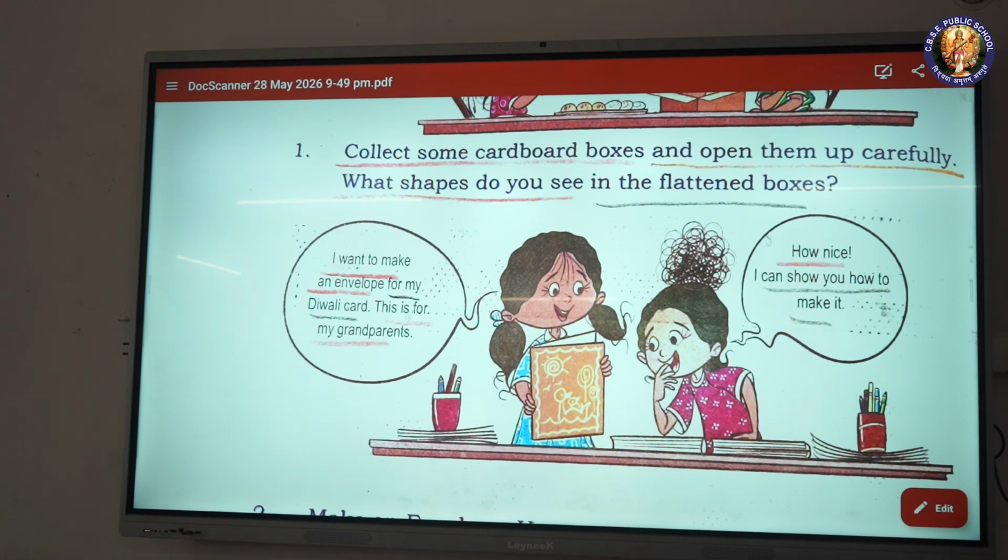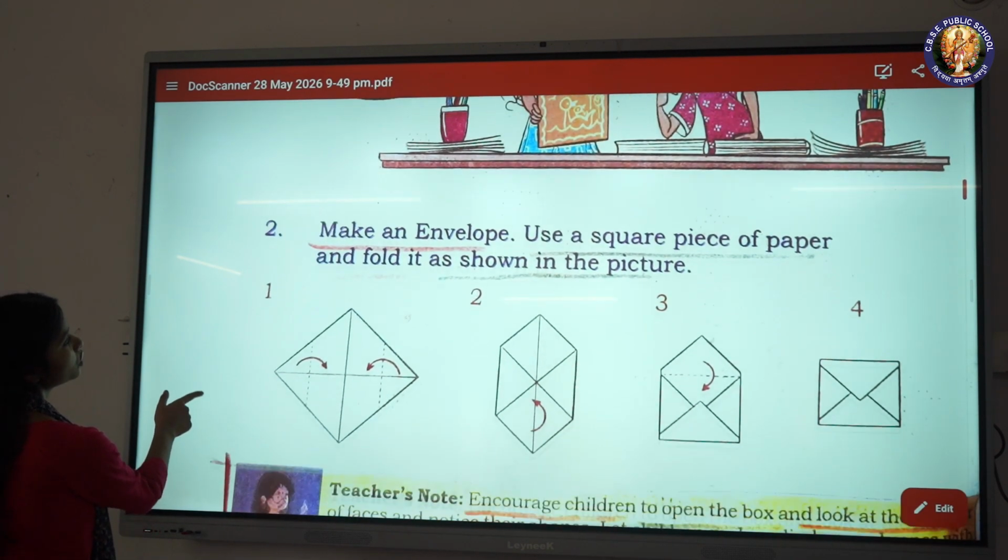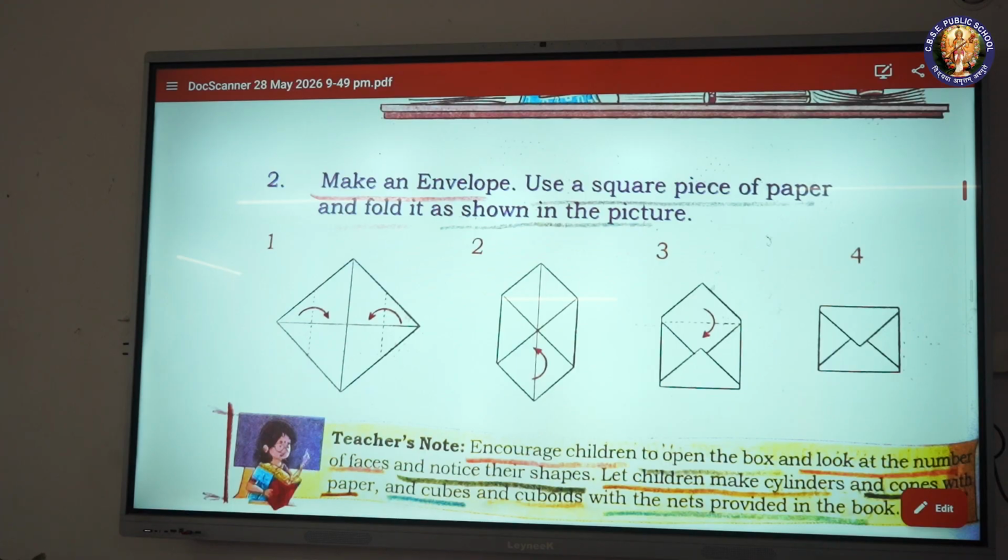I want to make an envelope for my Diwali card. This is for my grandparents. How nice! I can show you how to make it. 2. Make an envelope. Use a square piece of paper and fold it as shown in the picture. 1, 2, 3, 4.